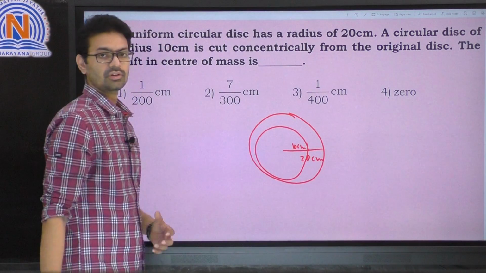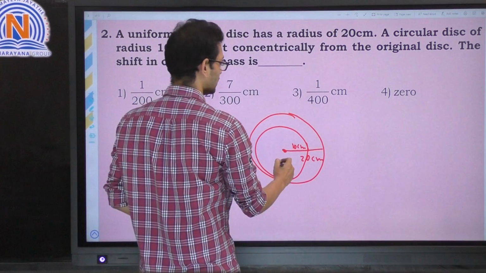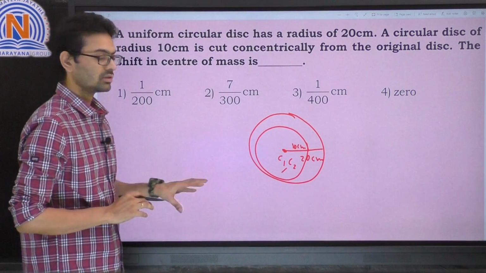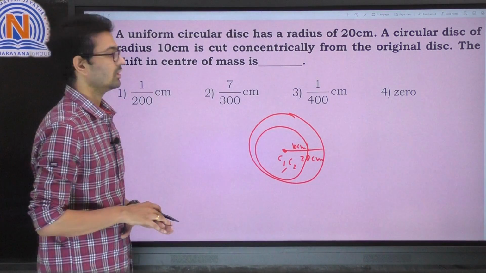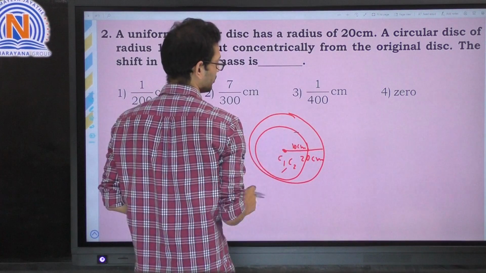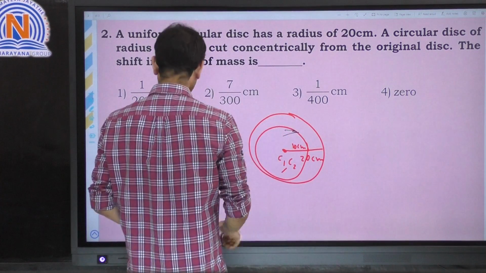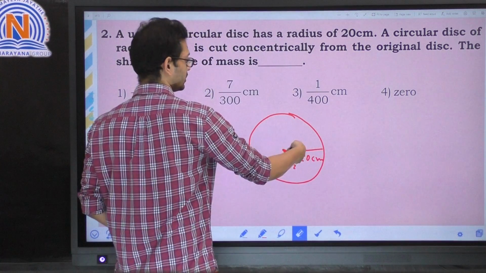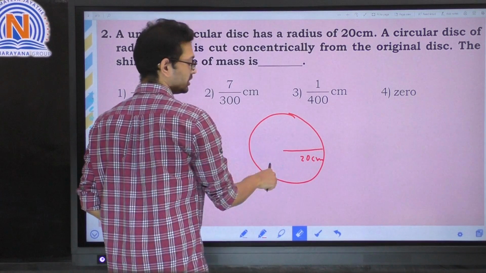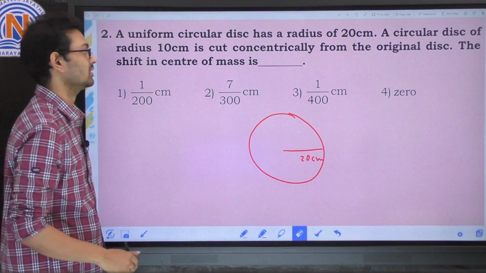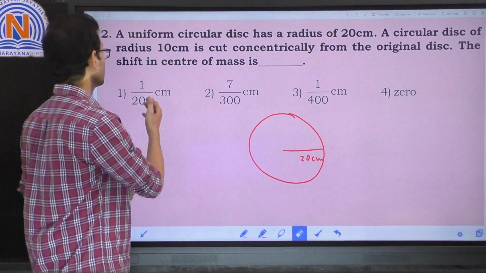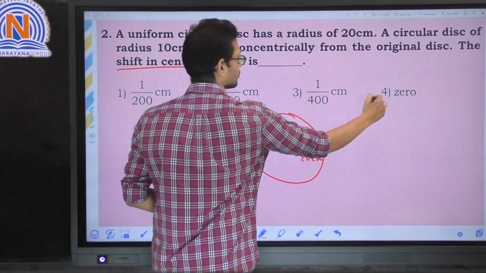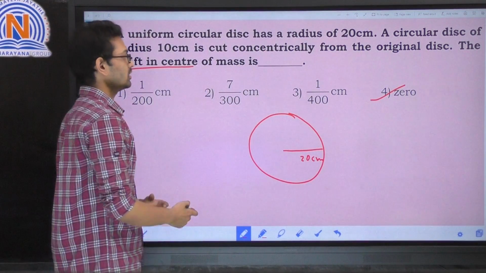When you are removing that from that, the center of mass C1 or C2 both are at the same position. So when you cut and remove the inside piece, there will be no change in the center of mass, because C1, C2 didn't shift, they just coincided with each other. So there will be no shift in the center of mass. That means the shift is 0, which is option number 4, right?